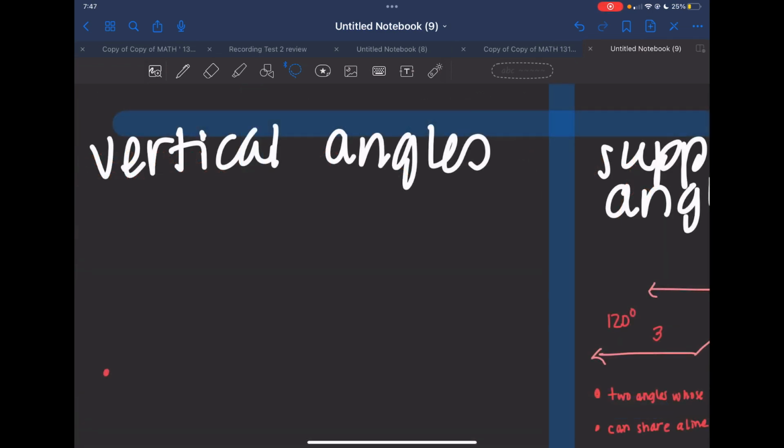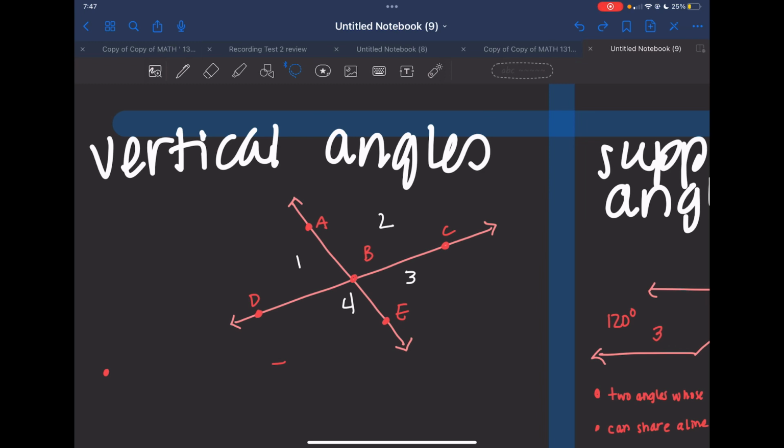Vertical angles. Vertical angles have a diagram where two lines intersect each other and you create four different angles. We're going to indicate them by numbers 1 through 4. So the facts of vertical angles are that pairs 1 and 3 are congruent and pairs 2 and 4 are congruent. Basically, what congruency means is that they're equal to each other.